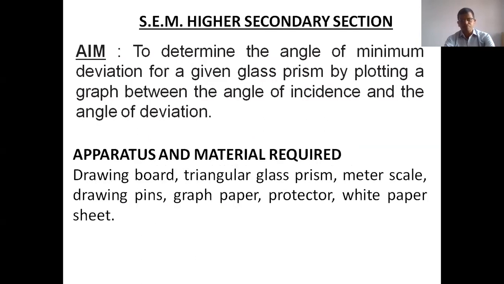So what is the aim? To determine the angle of minimum deviation for a given glass prism by plotting a graph between the angle of incidence and the angle of deviation. What we require in this practical: first, a drawing board, a glass prism, a meter scale, drawing pins, graph paper, a protector, and a white paper sheet. Also, a compulsory compass box, with a scale, a protector, a rounder, and a pencil.